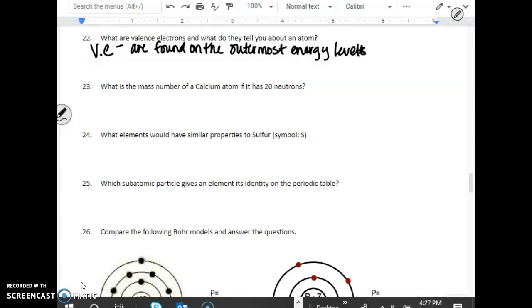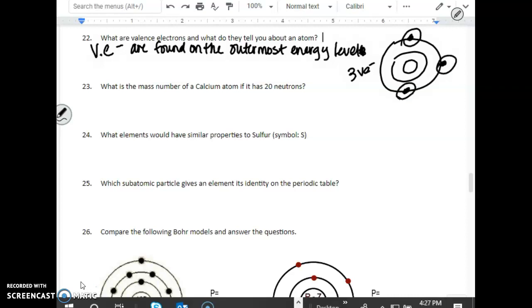So, actually, not just outer energy level. If you've got something like this, let's say 1, 2, 3, this one would have 3 valence electrons. So we're looking at this one, and this one. We don't worry about these because these are already full. They have to be full in order to put any on the outside.